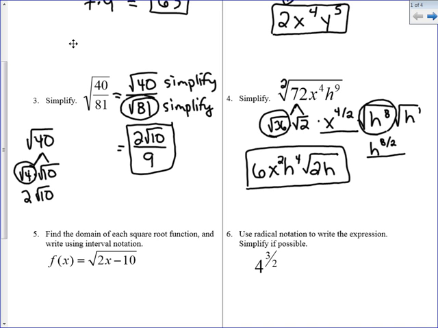So any questions on simplifying? Our quiz, we were really good with numbers, a little bit more shaky on variables. So any questions still?